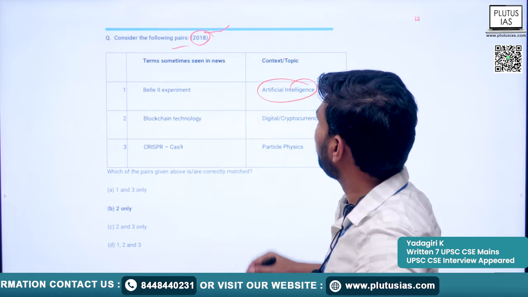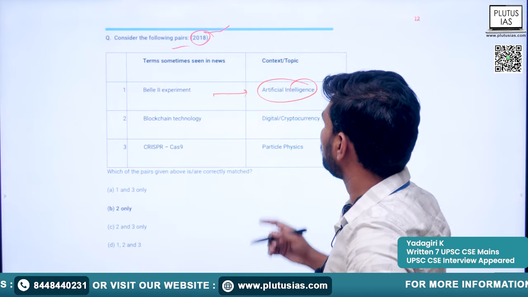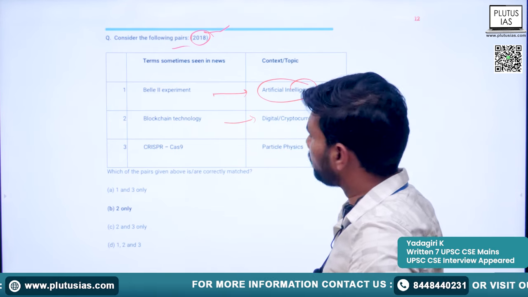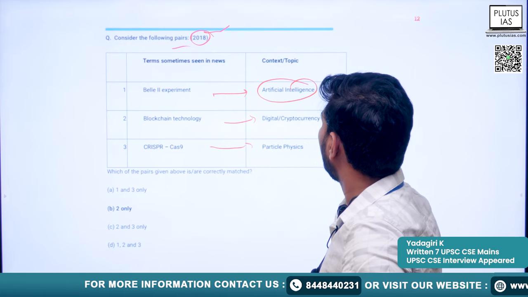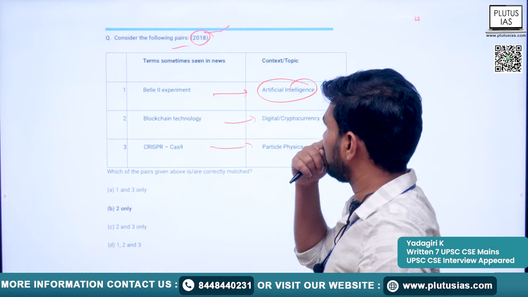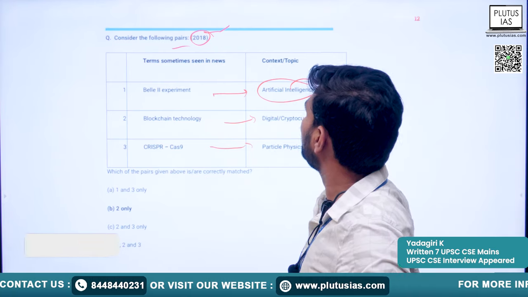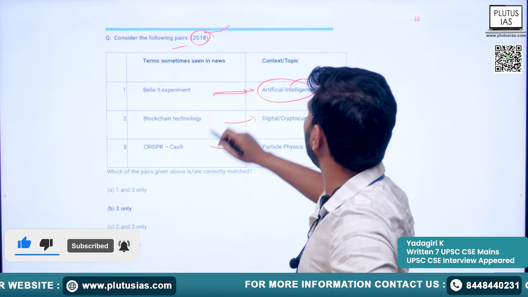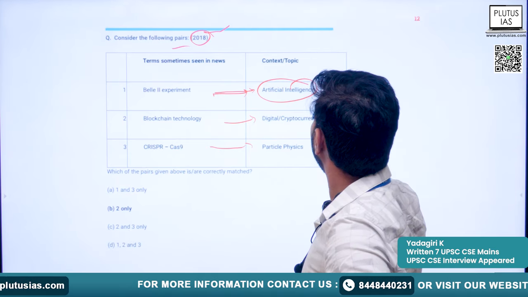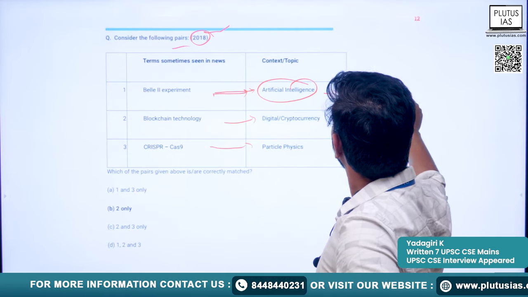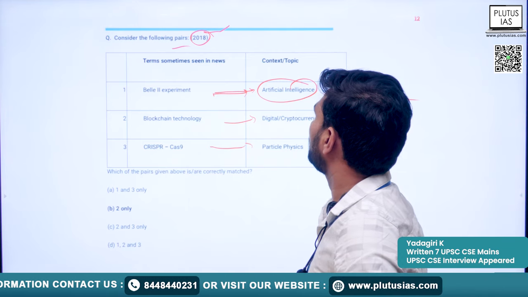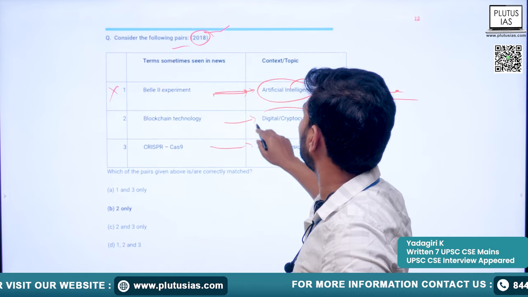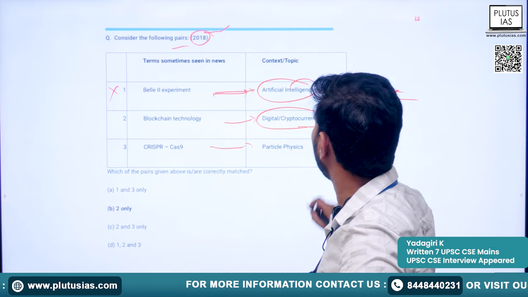So three pairs are given. Belle II experiment, the pair is artificial intelligence. Blockchain technology, digital or cryptocurrency. CRISPR-Cas9, it is paired with particle physics. So basically, a theme is given and an associated technology is given. So here we can see Belle II experiment is not related to artificial intelligence. We can say machine learning is associated with artificial intelligence. So this pair is not correct. Blockchain technology, it is associated with digital or cryptocurrency. This is correct, as we all know.